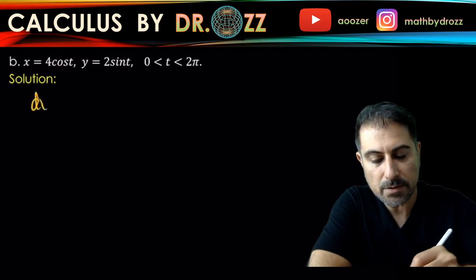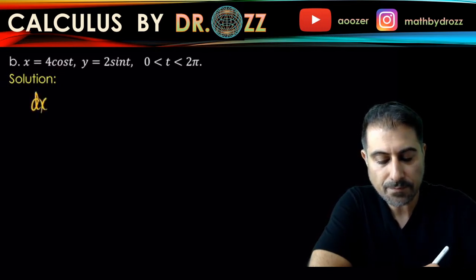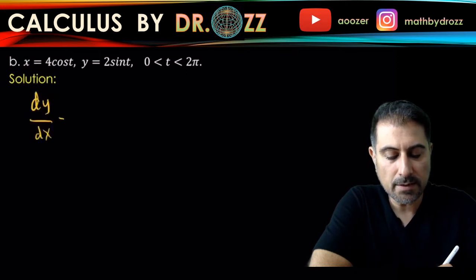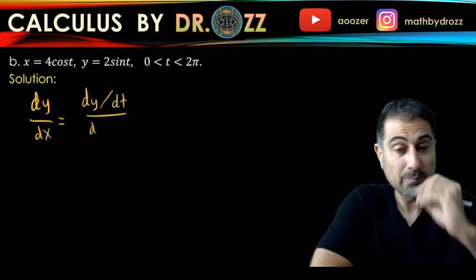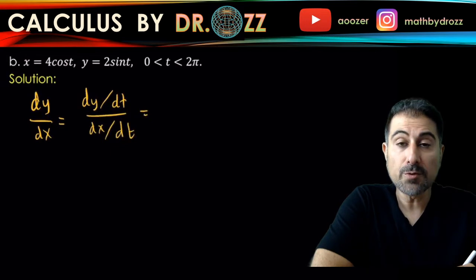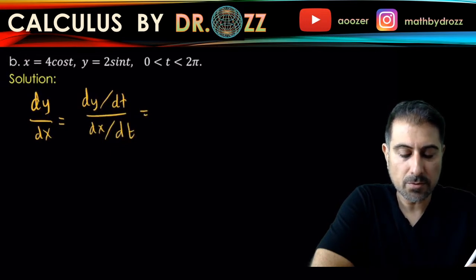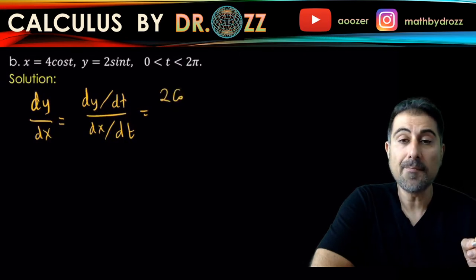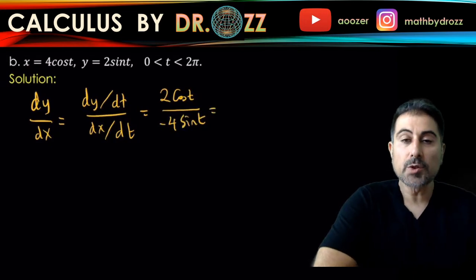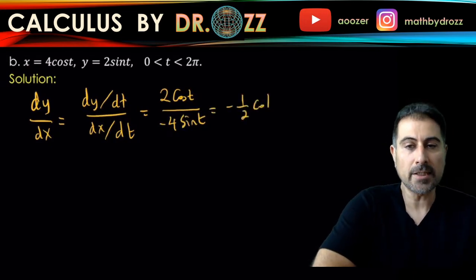So dy over dx is given by the formula dy over dt divided by dx over dt. Let's take the individual derivatives here: 2 cosine t over negative 4 sine t. So this becomes negative 1/2 cotangent t, because cosine t over sine t is cotangent.